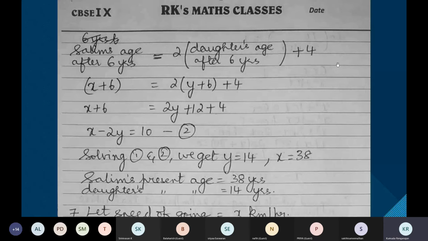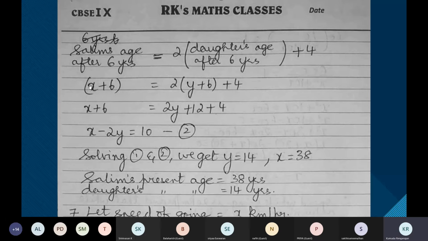See, when you say you want 4 more than something, you want 4 more than what? So that's what you should write first. 4 more than twice the daughter's age at that time. This is given in the question. Salim's age after 6 years will be means equal to 4 more than, meaning plus 4, twice his daughter's age. So 2 into his daughter's age after 6 years.